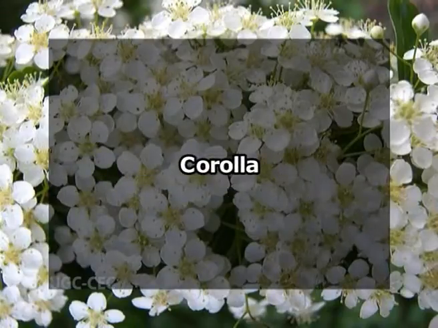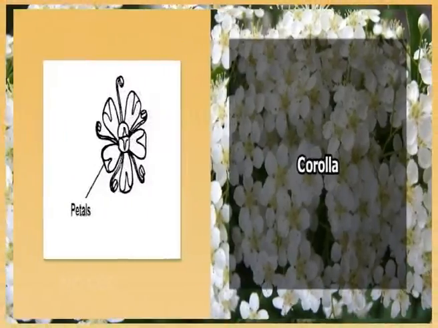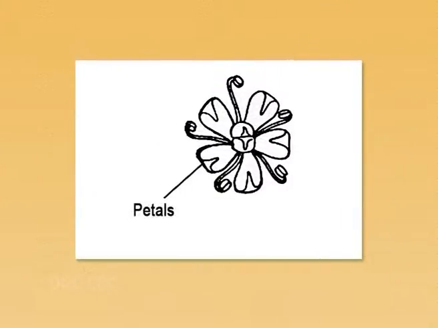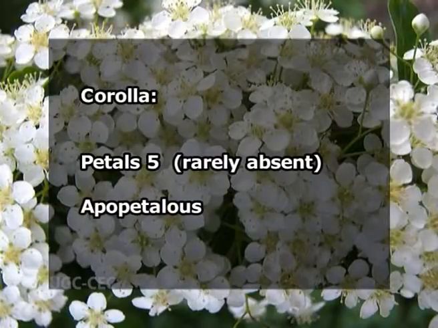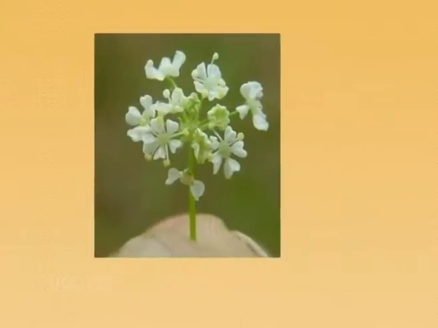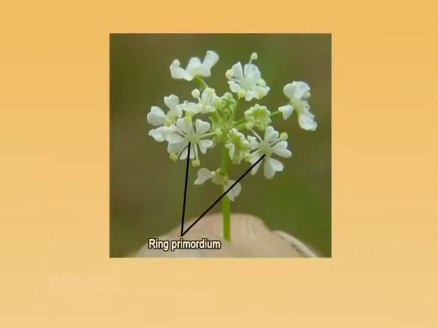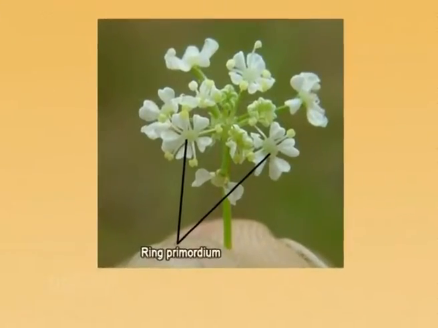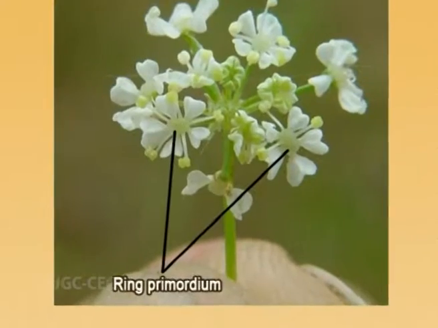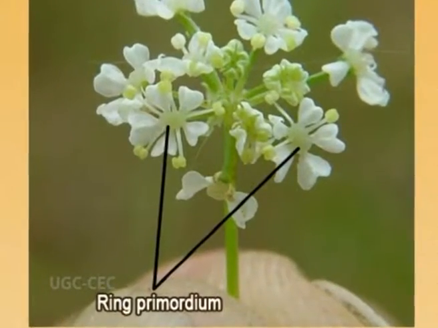Now the second whorl, what we call the corolla. Corolla comprises the petals, and the number of petals in Apiaceae flowers is 5. But we have some instances where these petals are completely absent. These petals again are apopetalous and they develop from a ring primordium. Usually these are inflexed and they show an aestivation called valvate.